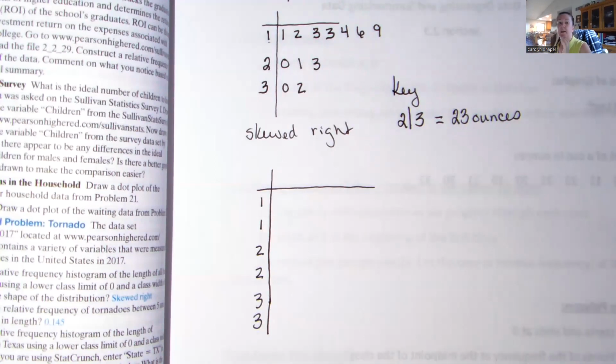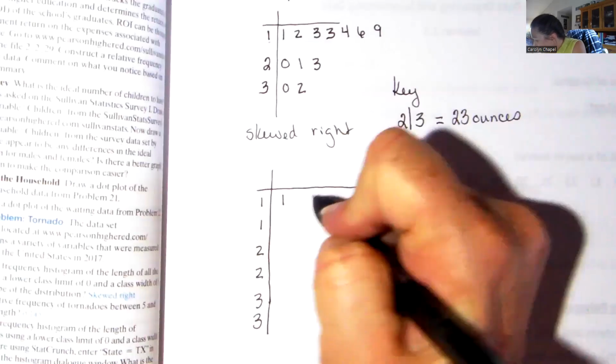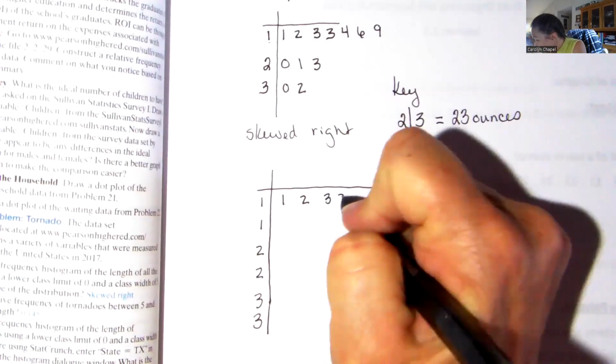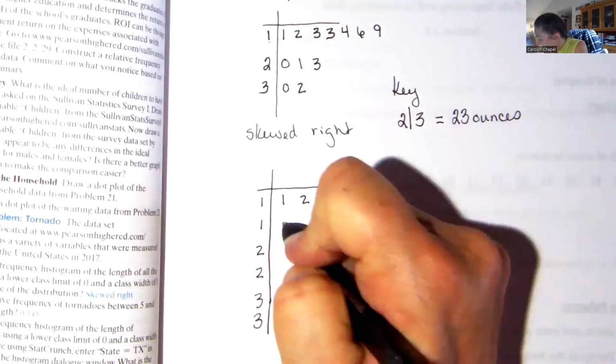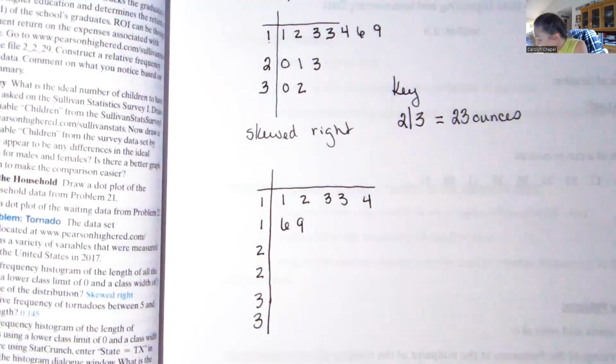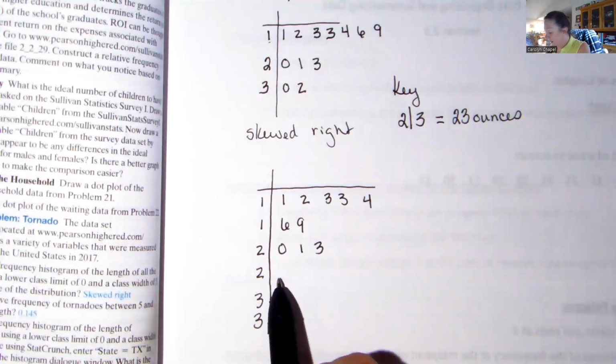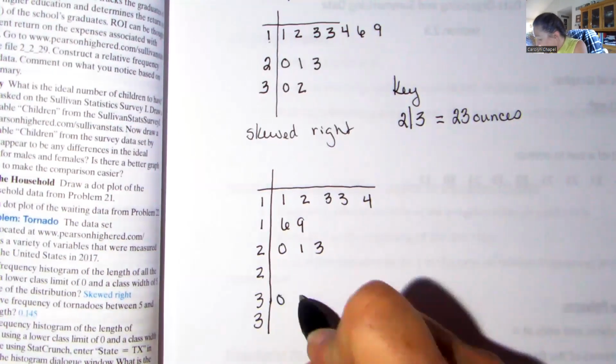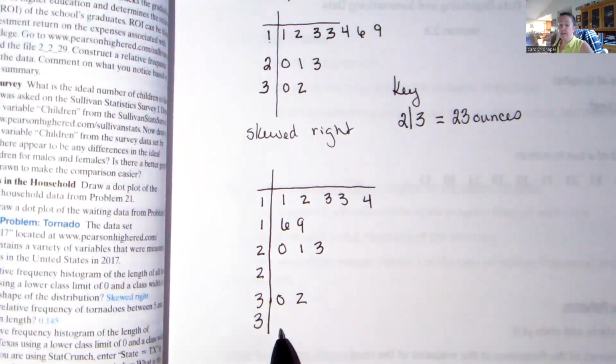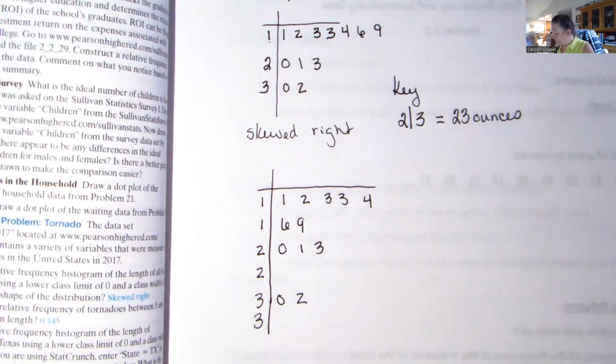So that it's like 10 through 14, 15 through 19. Again, we want to keep these sizes the same. So here you'll see that 1, 2, 3, 3, and my 4. The 6 and the 9 would go there. I'd have a 0, 1, 3. Notice we'll have a break here, and then a 0 and a 2. You could leave that one in there as well.